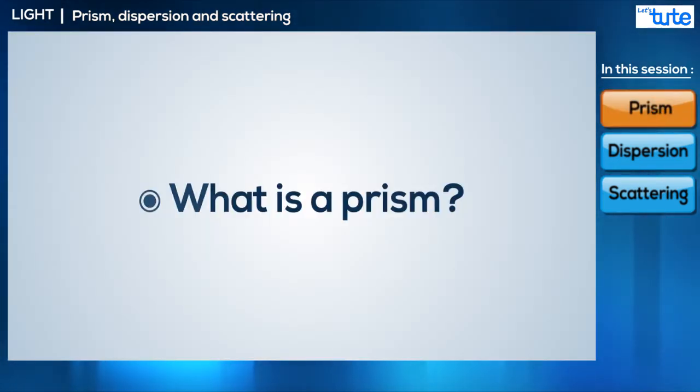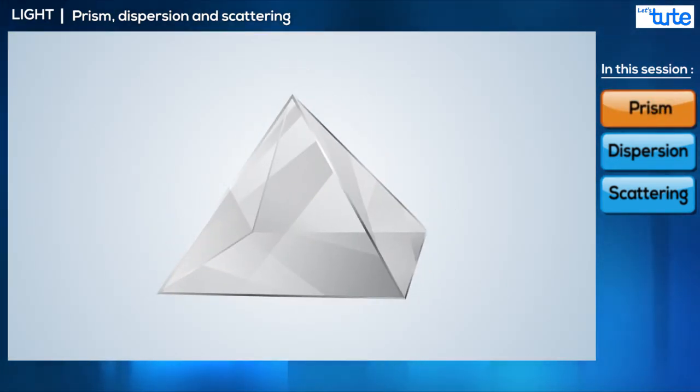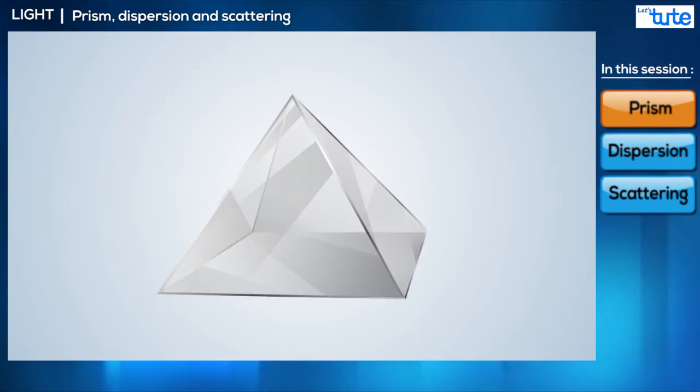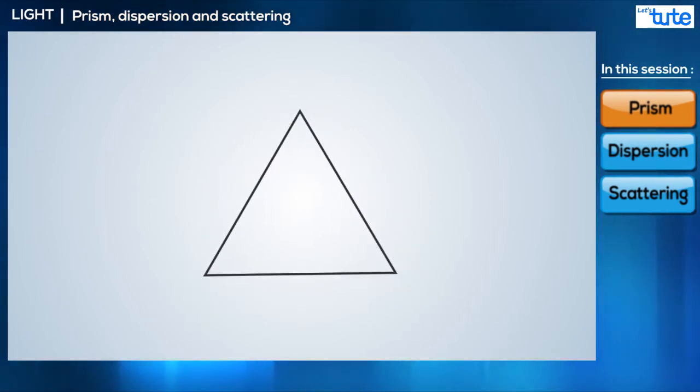What is a prism? It is generally made of glass and most of the time shaped like a pyramid, with triangular faces and a rectangular base. For our purpose right now, it is a triangular refracting glass. If we look at it this way, it becomes easier for us to understand how it refracts light.